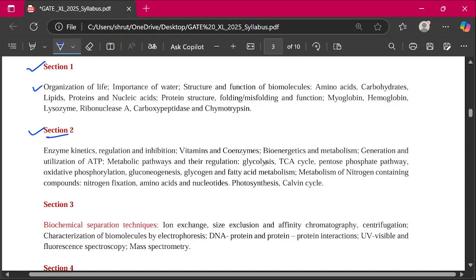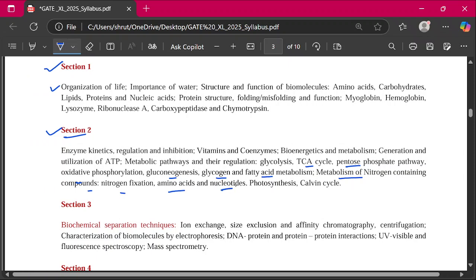in which we have to study the glycolysis, TCA cycle, pentose phosphate pathway, oxidative phosphorylation, gluconeogenesis, glycogen, fatty acid metabolism, metabolism of nitrogen containing compounds, in which we have to discuss the nitrogen fixation, amino acids, nucleotides. Then we have to study the photosynthesis and Calvin cycle.